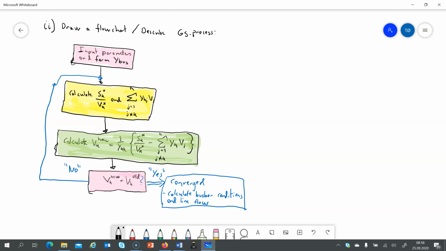Then you calculate the new voltages, V_k new, with this expression here, and then you check whether the new calculated voltage is equal to the previous value. If yes, then the solution has converged, and you can then calculate the bus bar conditions and line flows and so on. However, if no, then you go up again and do a new iteration based on your previous solution.